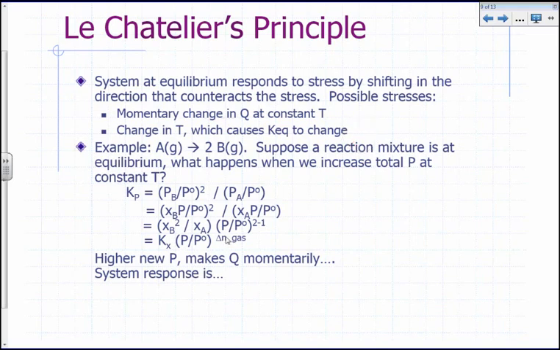So let's look at a simple example. Let's say you have A gas turning into 2B gas. Let's say you have a reaction mixture with A and B already at equilibrium. What happens if we were to increase the total pressure at constant T?